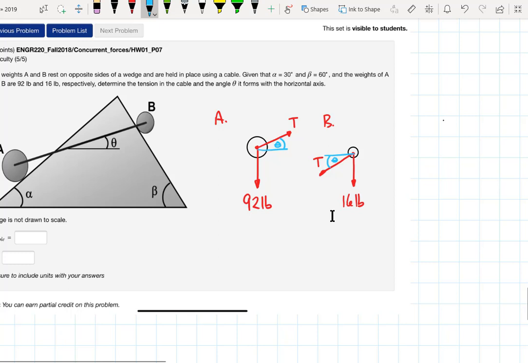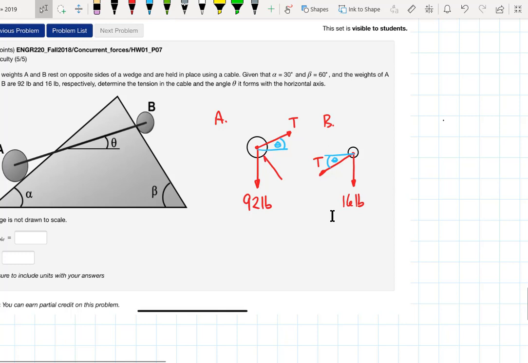And then these weights, whatever they are, does it even say what they are? These weights are touching these inclined planes. So in this whole course, unless you're given something specific about friction, we assume that everything's frictionless. This doesn't say anything about friction, so we're going to assume that there's no friction between the weight and the plane that it's sitting on. That does only leave the normal force, the perpendicular force.